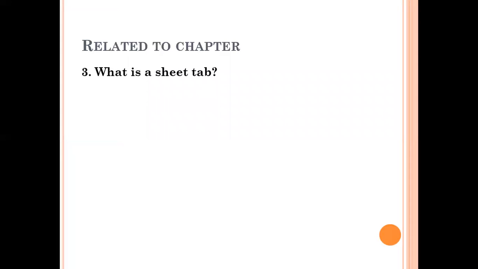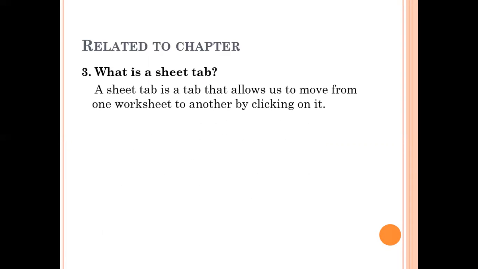Related to the chapter, question number 3 is what is a sheet tab? The answer is a sheet tab is a tab that allows us to move from one worksheet to another by clicking on it. Question number 4 is what is a range?